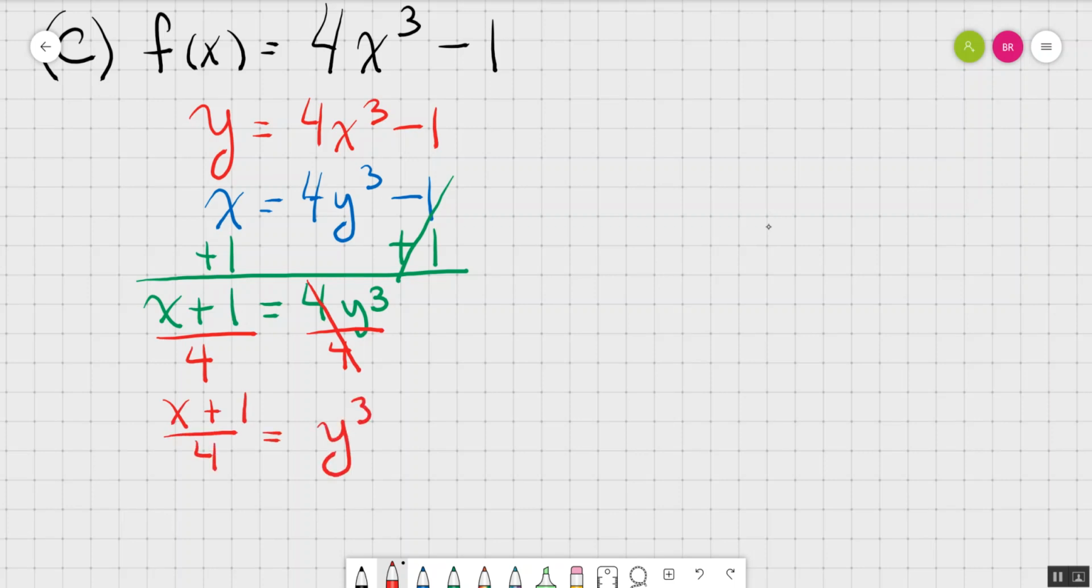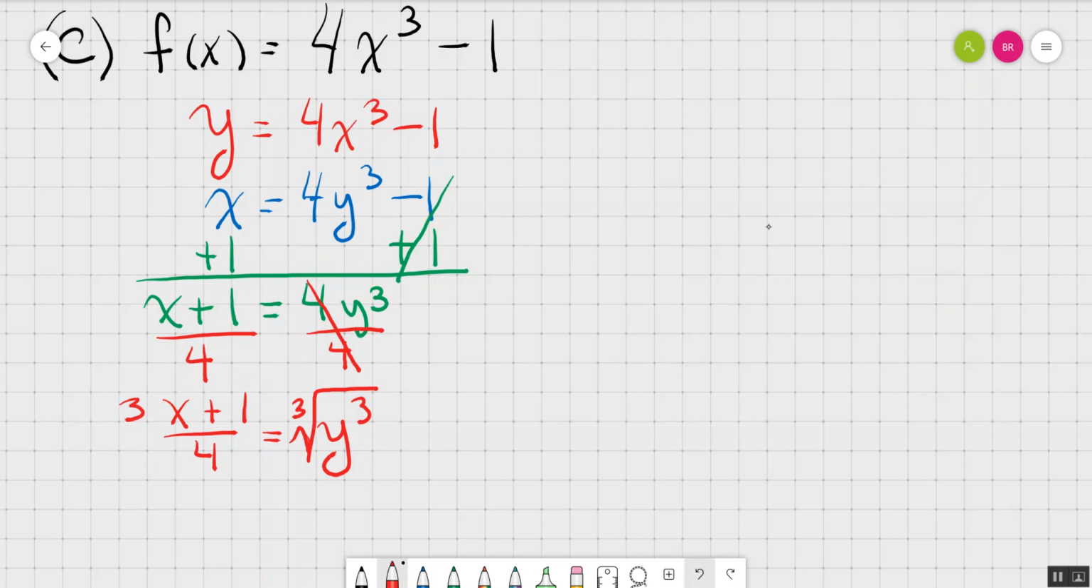How do I undo a cube? Well, you could do this one of two ways. You could put everything to the 1/3 power because 1/3 times 3 will end up being 1, or you could do the cube root. I'm going to do the cube root because I know the cube root of a cube just comes out as y. So I'm going to cube root both sides.